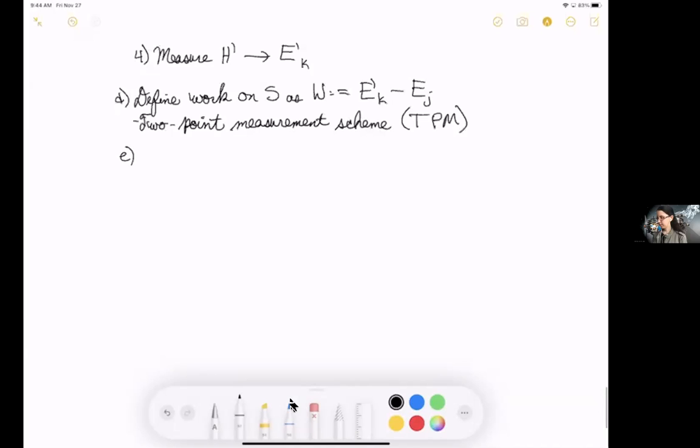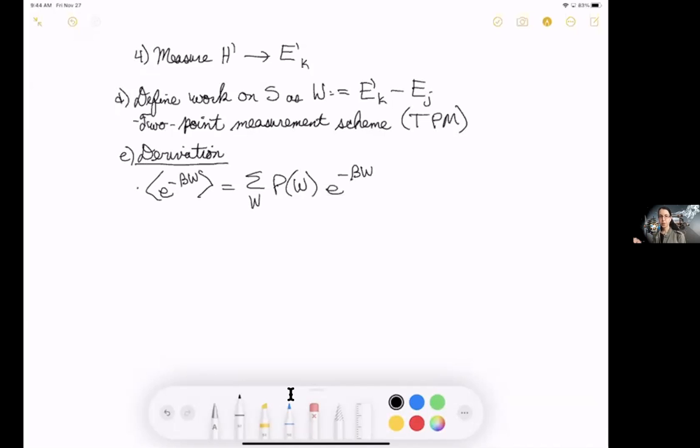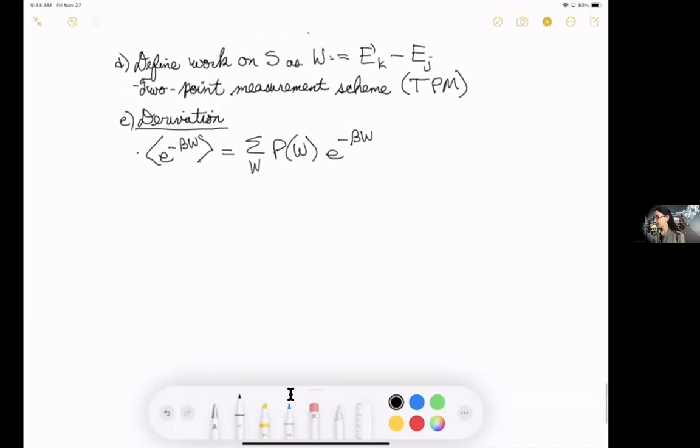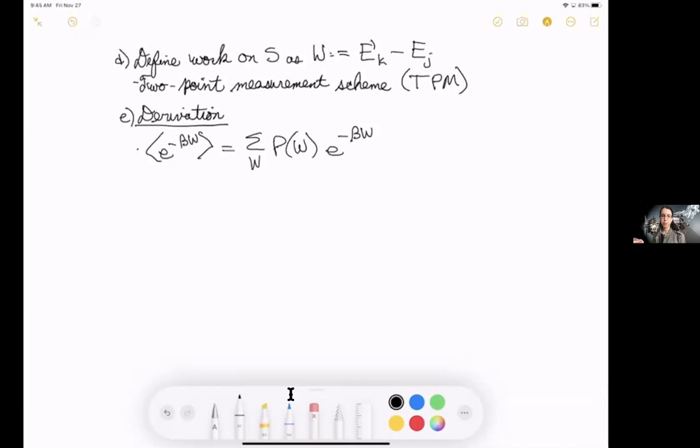Now let's derive Jarzynski's equality. Let's start with the left-hand side of Jarzynski's equality. By definition, this average of e to the negative beta w equals a sum over the possible values of the work times a probability distribution times e to the negative beta w. Now we have a sum under the assumption that the possible work values form a discrete set. So that's what we're assuming here. Even if the system is quantum, this is just an assumption we're making here.